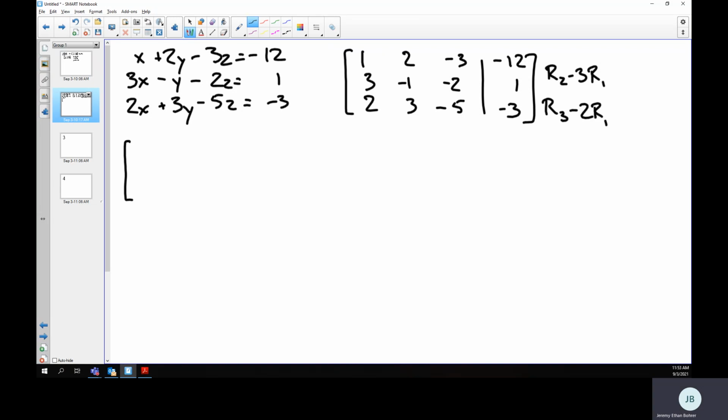This gives us 1, 2, negative 3, negative 12. That's not going to change. Then 0, negative 1 minus 3 times 2. That's negative 1 minus 6, which is negative 7. Negative 2 minus 3 times negative 3, so that's negative 2 plus 9, which is 7. And then we've got 1 minus 3 times negative 12. So it's 1 plus 36, which is 37.